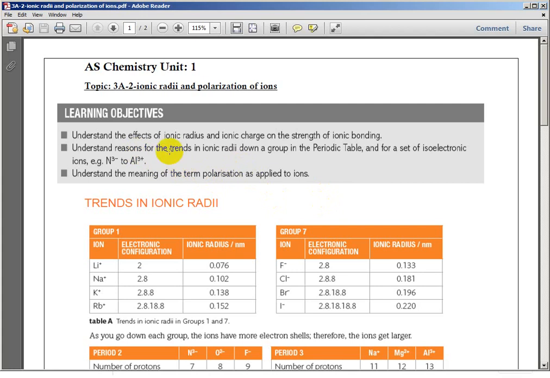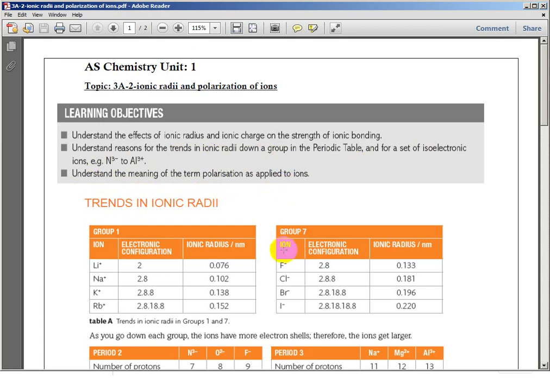Look, these are the learning objectives. Today we learn these things. Understand the effect of ionic radius and ionic charge on the strength of ionic bonding. Then we will understand how ionic radius and ionic charge affect the strength of ionic bonding. Then we will understand the reasons for the trend in ionic radii down a group in the periodic table, and for a set of isoelectronic ions. Understand the meaning of the term polarization as applied to ions. Polarization.